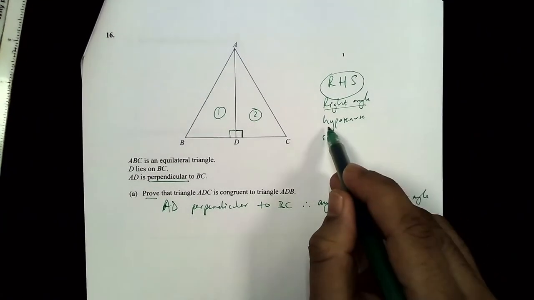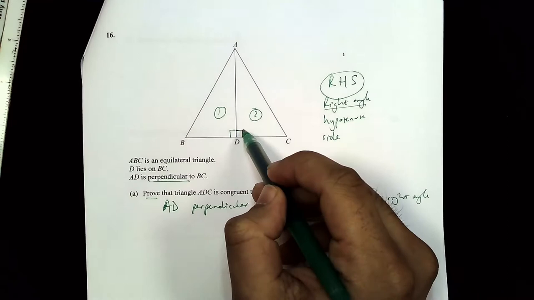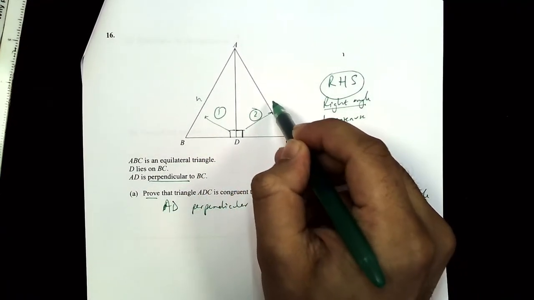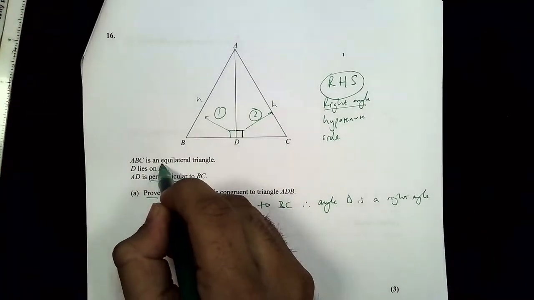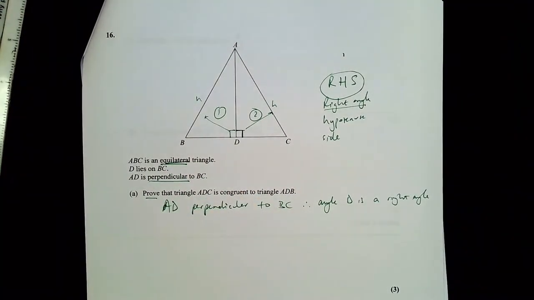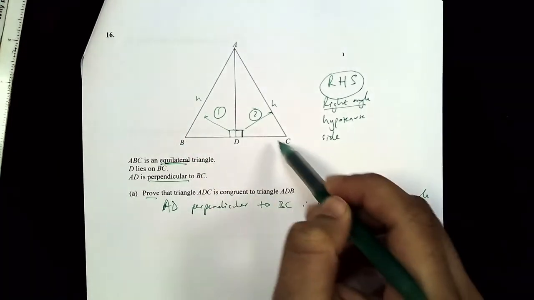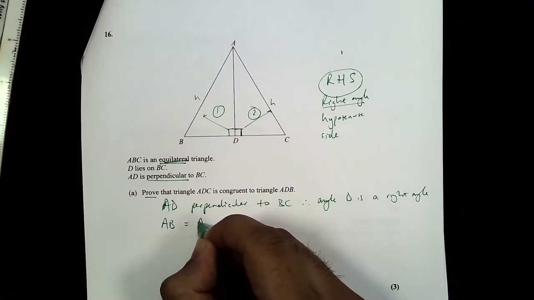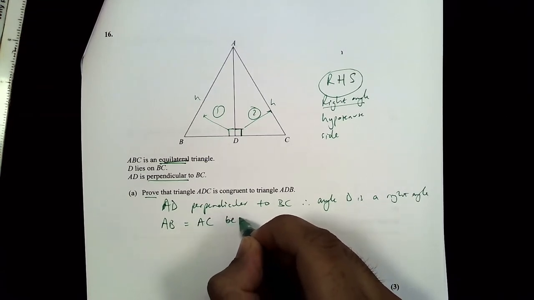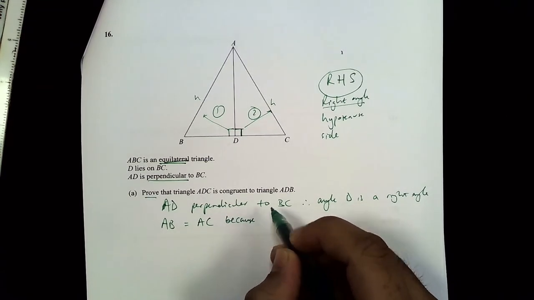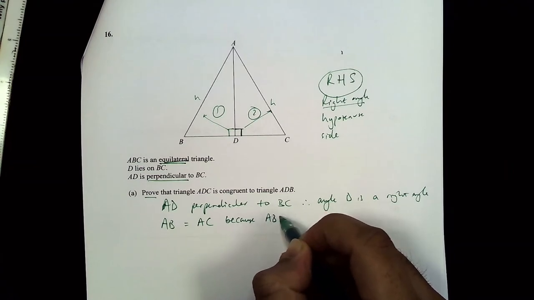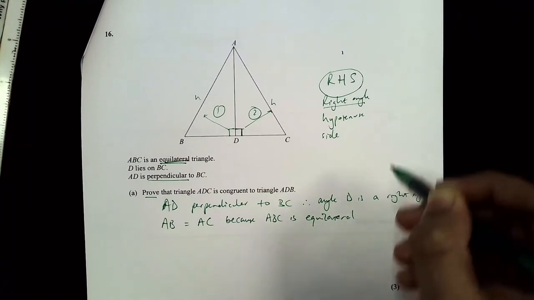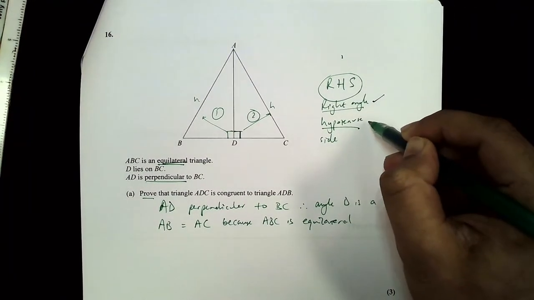Next, hypotenuse. Now, I know that the hypotenuse in triangle one is this side, and the hypotenuse in this triangle is this side. I know that they're the same because of the first line, equilateral. What do you know about equilateral triangles? That's equal to that, equal to that. So I'm going to write AB is equal to AC because ABC is equilateral. So that is the second one done. So right angle proven, hypotenuse proven.